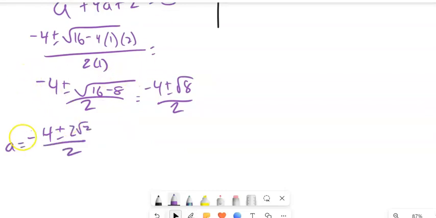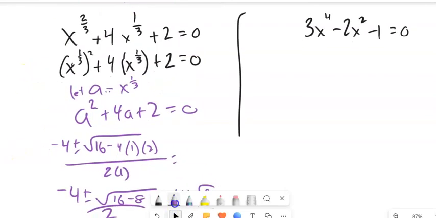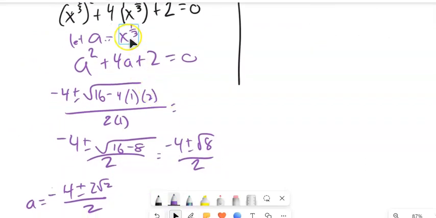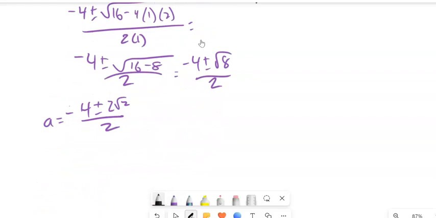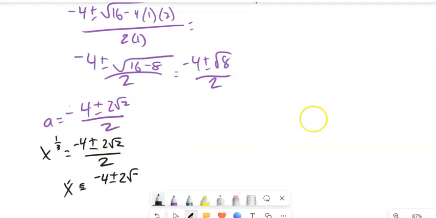All right, but I'm not solving for a, I'm solving for x. So x to the 1/3 power. So let me plug that back in. And the way that I can undo the 1/3 power is by cubing it. So I take both sides to the 3rd power. I'm just going to write my answer as it is. And that can be my answer right there.